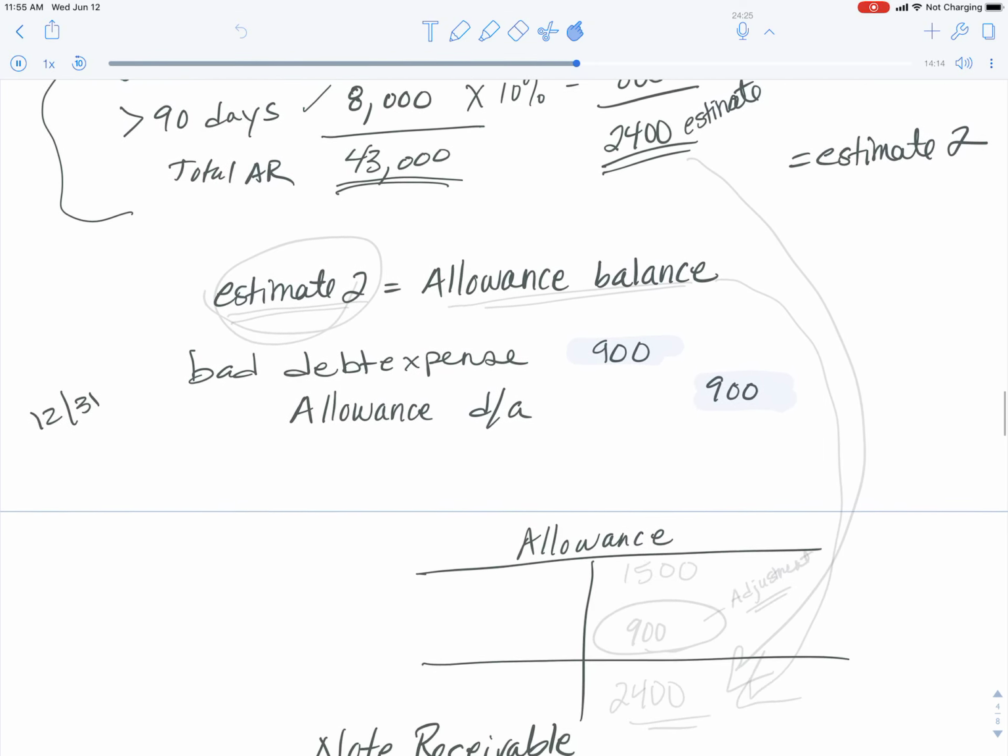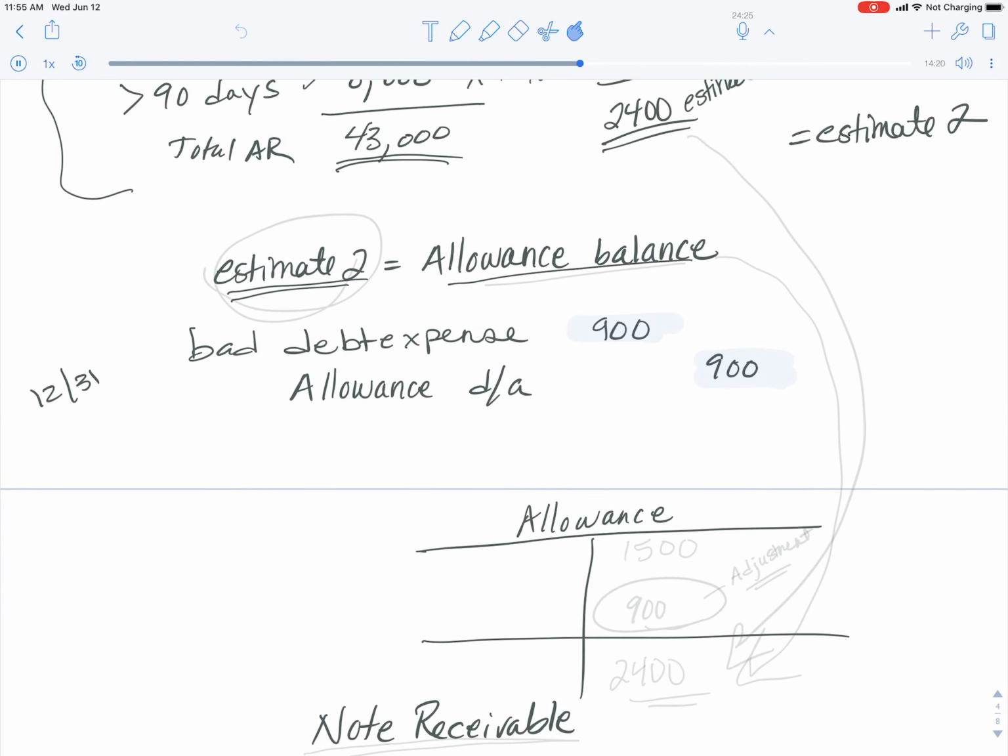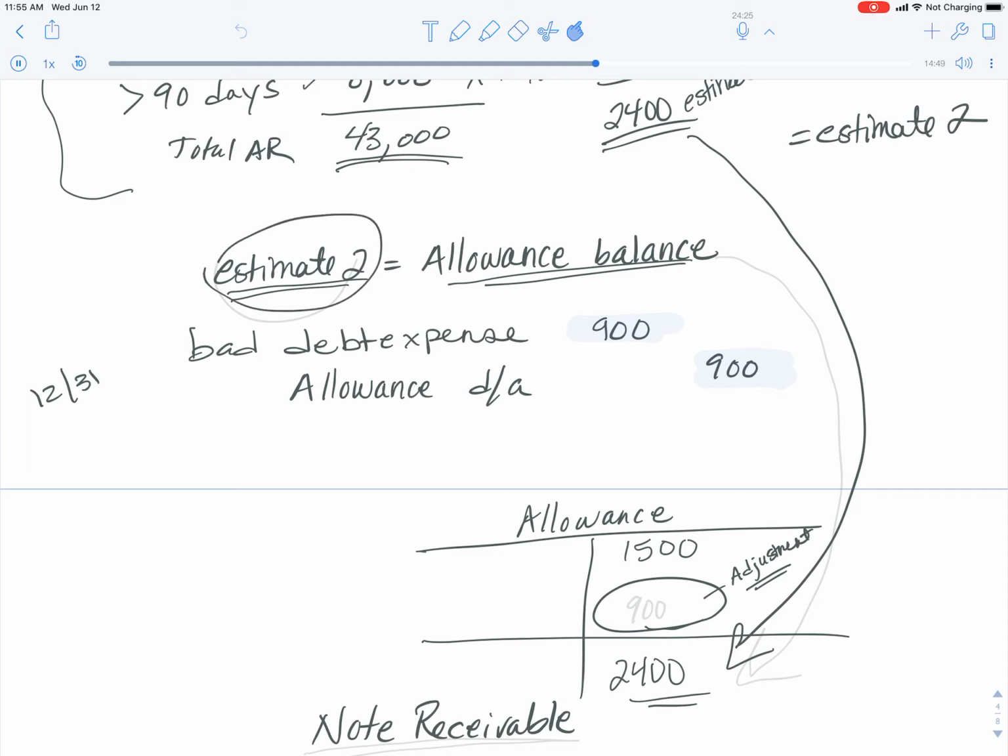So when we're using the analysis of AR, what you calculate as your estimate is the balance you want in your allowance account. So up here, we said that the allowance balance already had $1,500 in it. Let's look at the T account. It had $1,500, and we want it to be $2,400. So then we have to back into what our adjustment needs to be in order for our allowance balance to be $2,400.